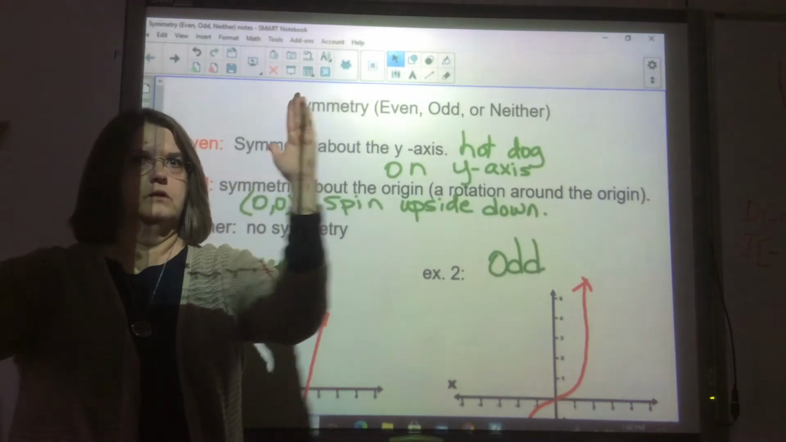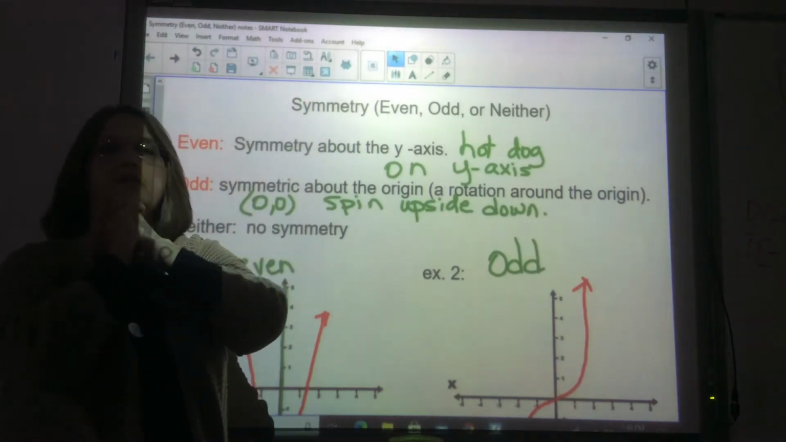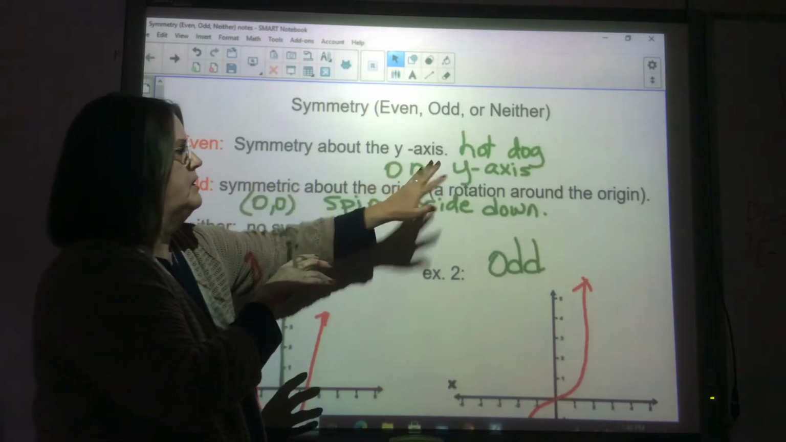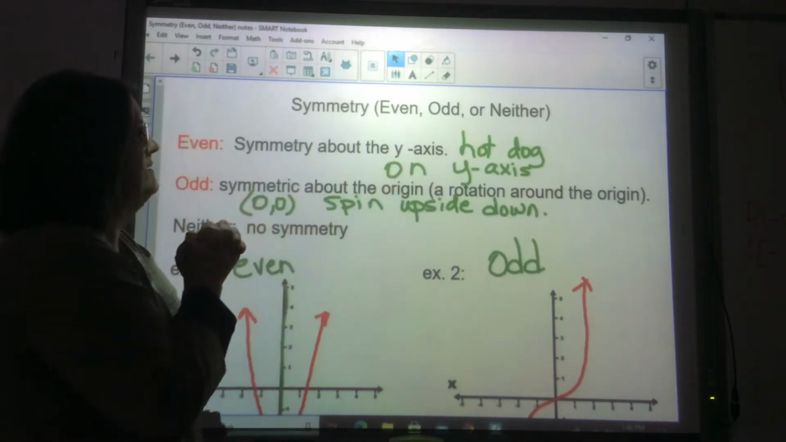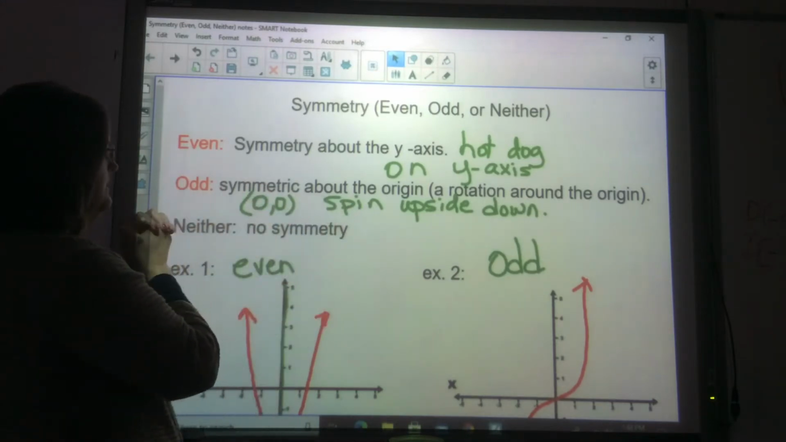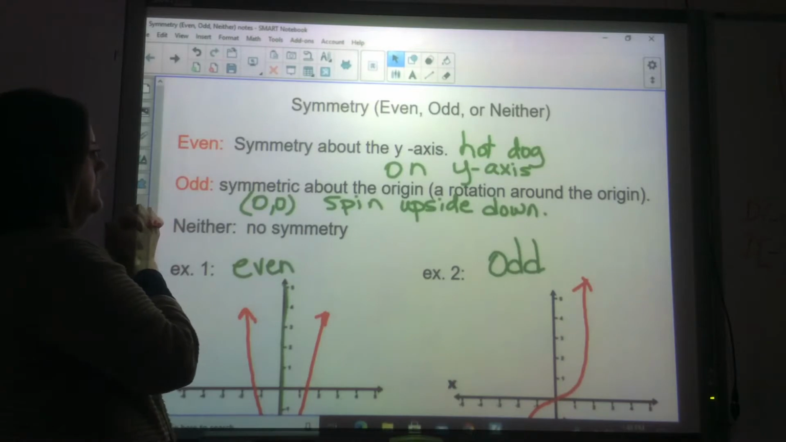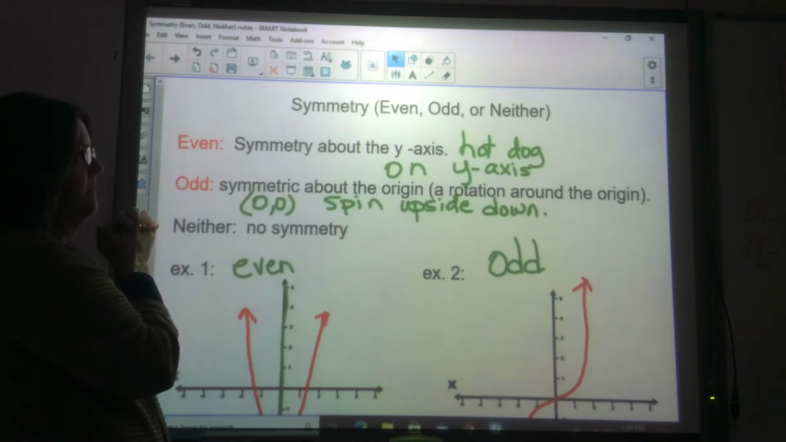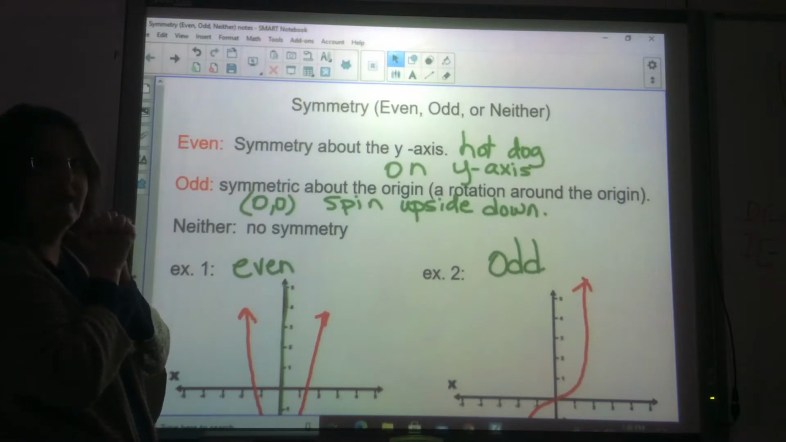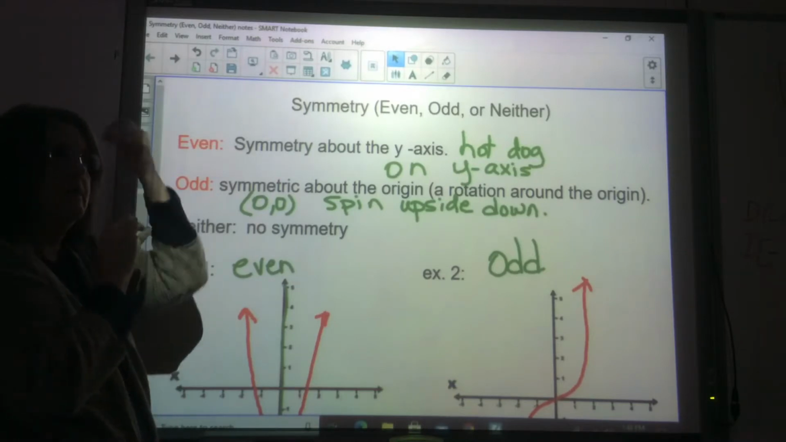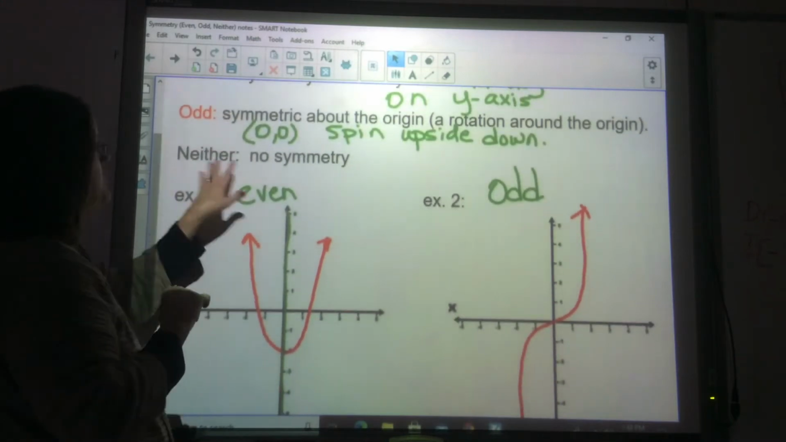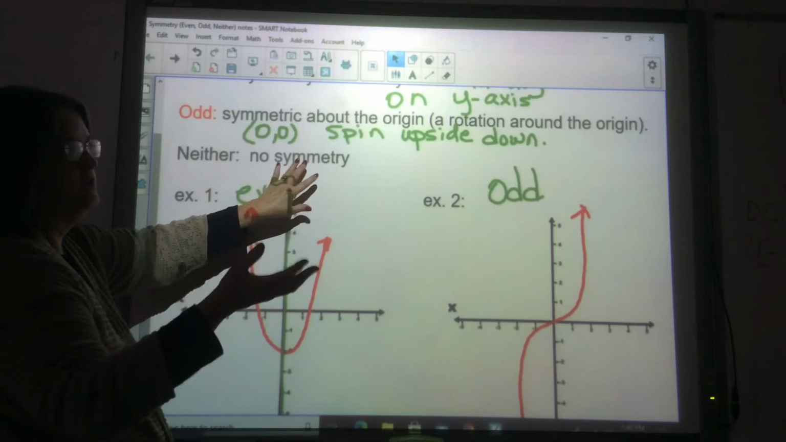y-axis like a hot dog, and if the graph touched itself, then it would be even. So I'm going to fold it on the y-axis, and if it's the exact same points on either side, or the graph touches itself, it's even. Odd is symmetry about the origin, meaning I can spin the graph upside down and it lands on top of itself. That is odd. And if you don't have either of those, that's neither. There is no symmetry.